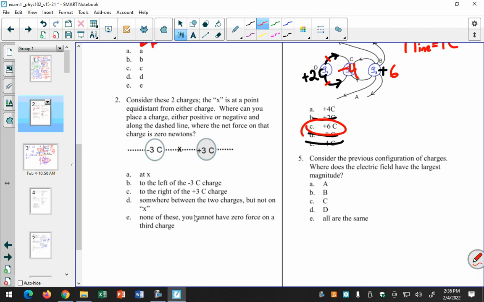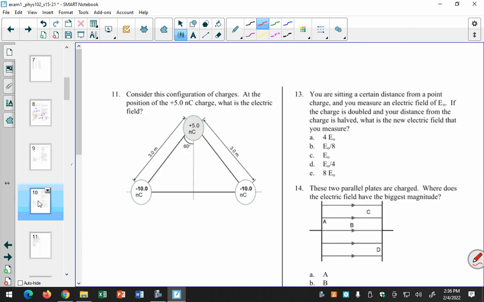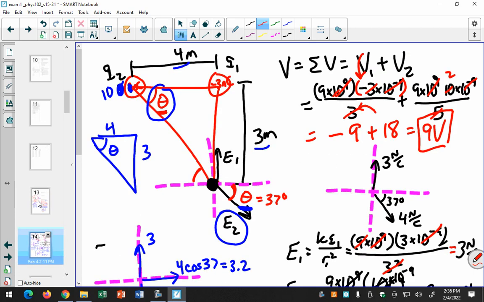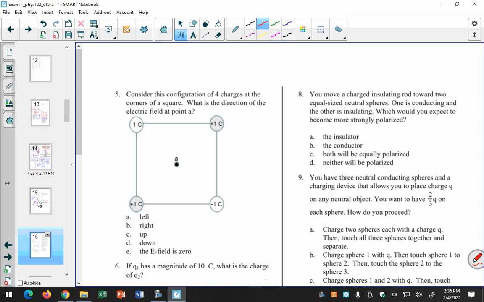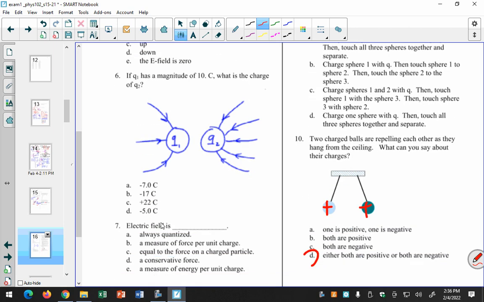Number 6 on the Spring 19. Of course. Okay, yeah, so this one with the electric fields. If Q1 has a magnitude of 10 coulombs, what is the charge of Q2? So this is one that's a little bit harder. First of all, I know that Q2 has to be positive or negative. Positive. So, no, I'm sorry, negative. It has to be negative. If it was positive, it'd be easy, right? I would know the answer right off.